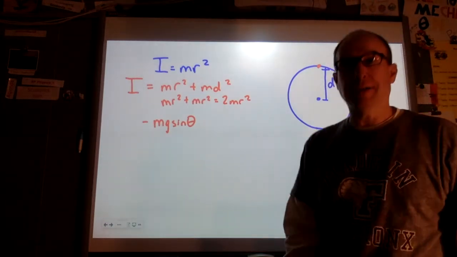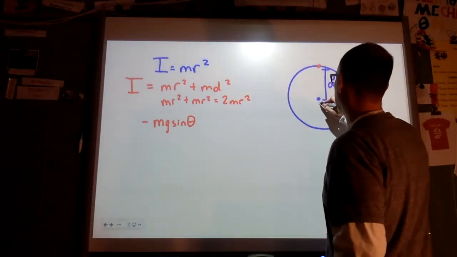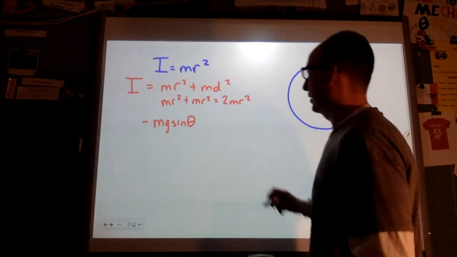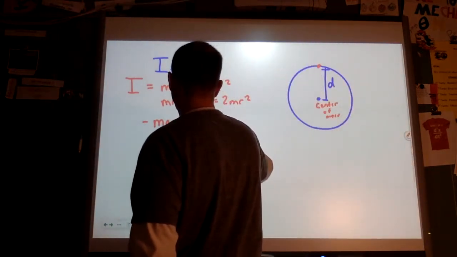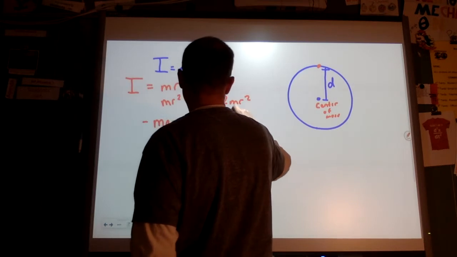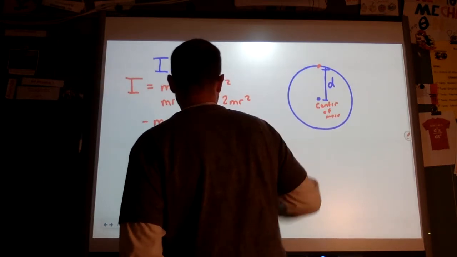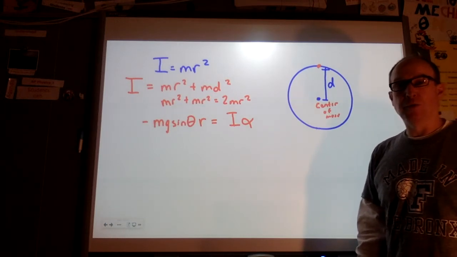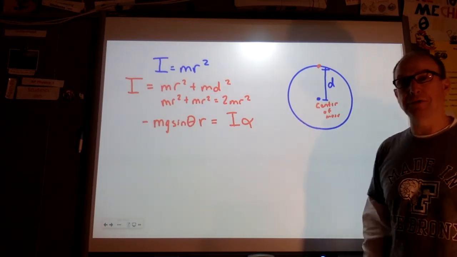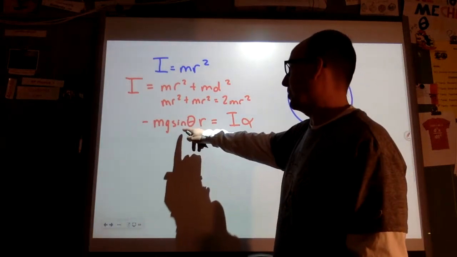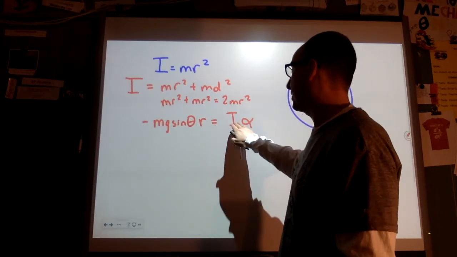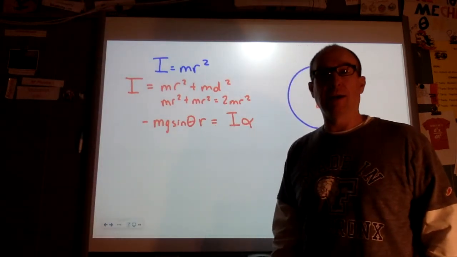Now the center of mass of a hula hoop is going to be in the center. So this is going to be where our center of mass is. And so I can say that the torque that's trying to rotate this is going to be equal to this force times the radius, and that's going to be equal to our second law in rotational form.